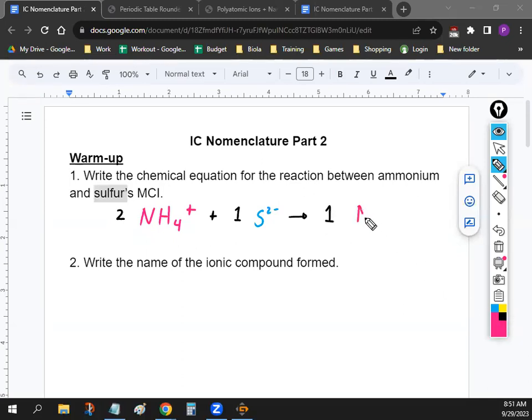So like I said, the easiest way to write the ionic compound is just write the 2 ions next to each other to start. Okay, just like that. And since you need 2 of the ammoniums, we're going to put parentheses around ammonium and put a 2. You only need 1 sulfur, so you just leave S by itself. Okay, and so that's what the chemical equation should look like.